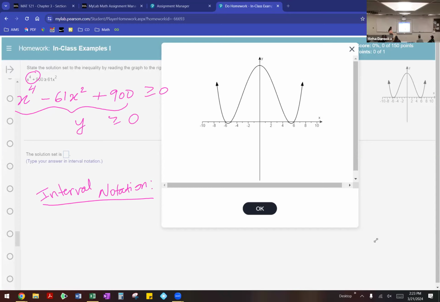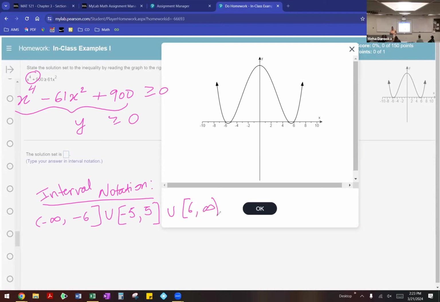Go ahead. We're going to see negative infinity, comma negative 6. Okay. And then bracket, union, bracket negative 5 to 5 again. Another bracket, union, and then bracket 6 to positive infinity.